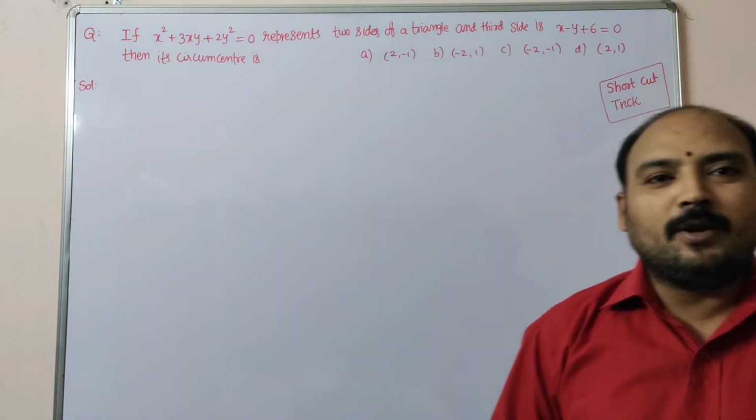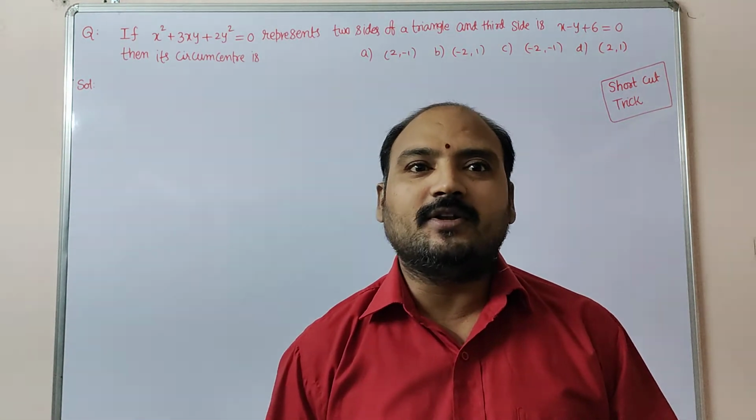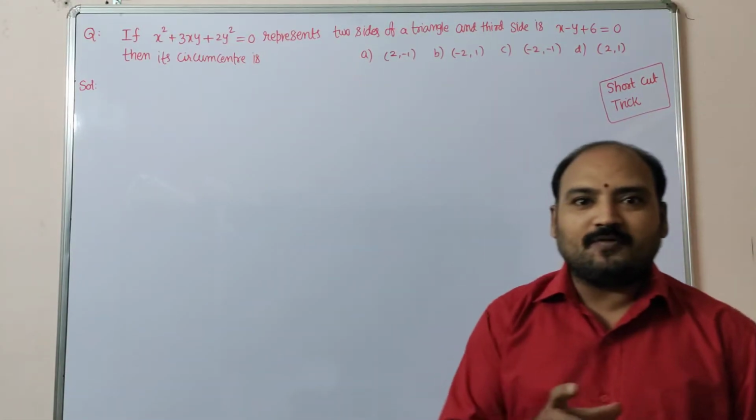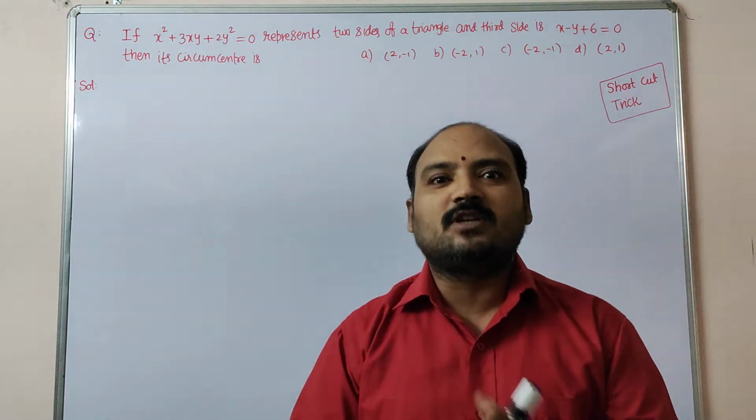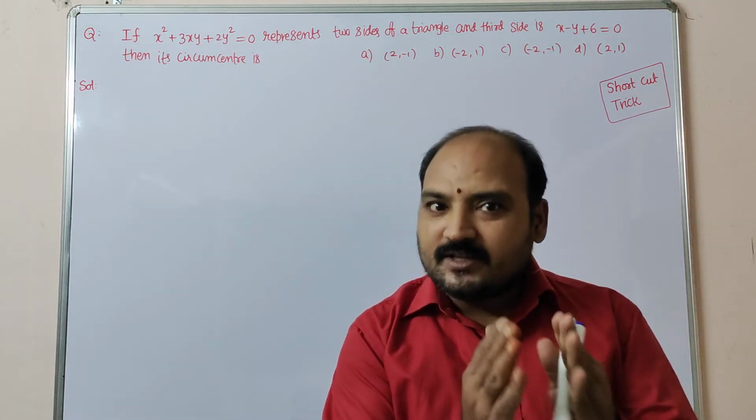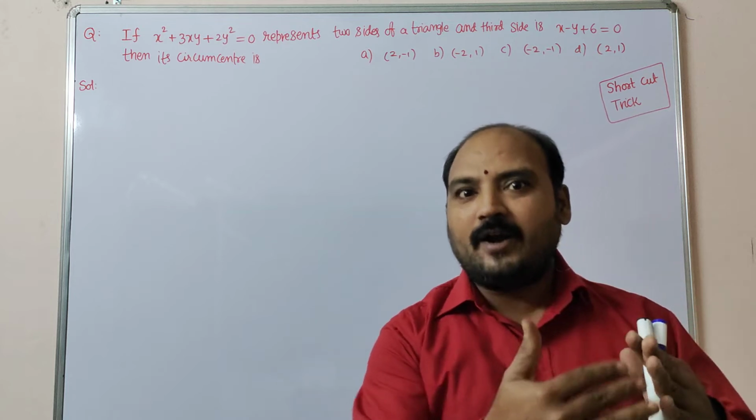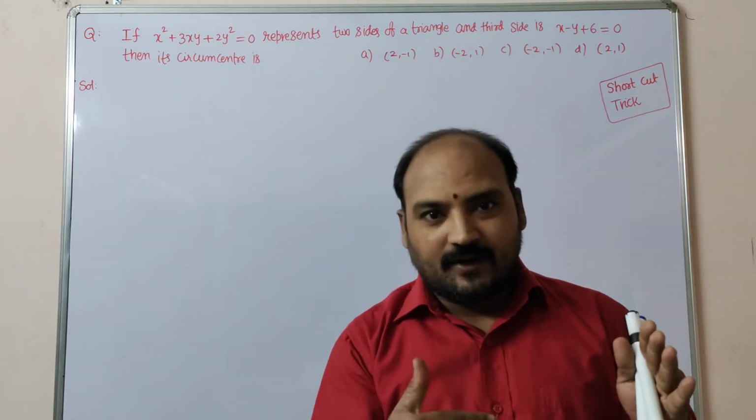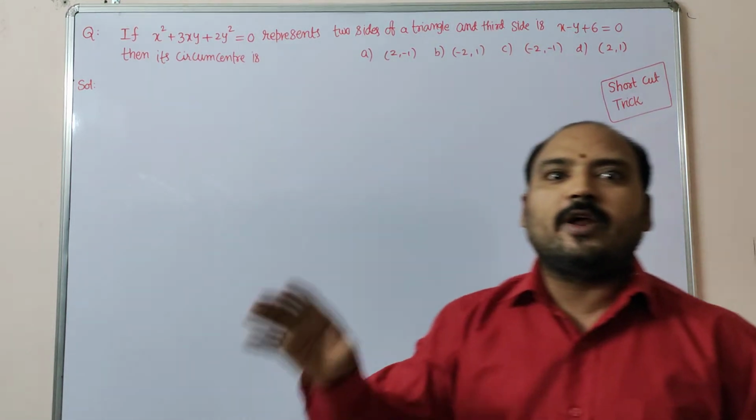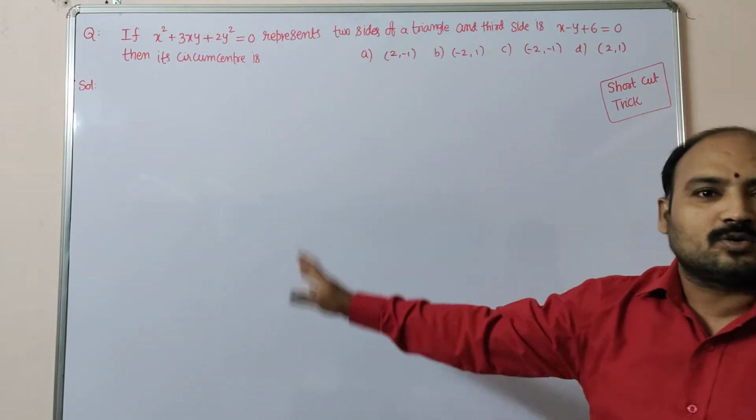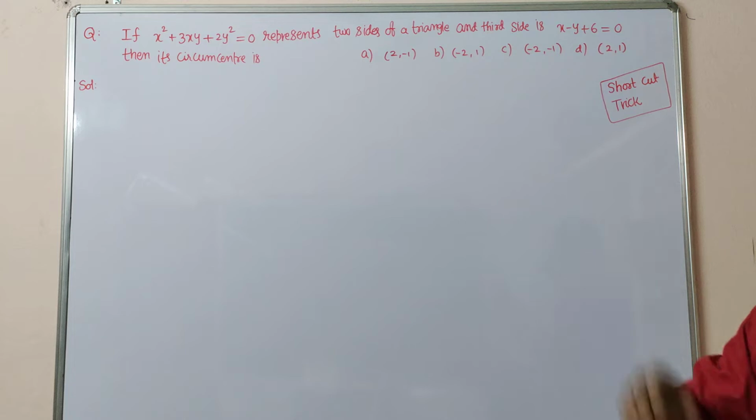In this video, in the pair of straight lines chapter, in coordinate geometry, we are going to discuss a shortcut formula to find the circumcenter when a pair of straight lines and one line is given. The pair of straight lines represents two sides of a triangle and the given line is the third side, so it forms a triangle. How to calculate the circumcenter when a pair of straight lines and a line is given? That I am going to discuss in this question by using a shortcut formula.